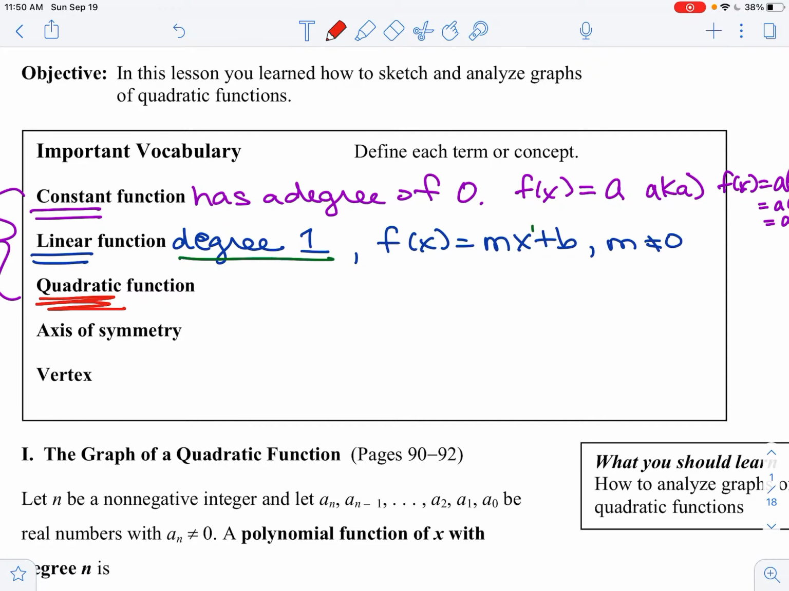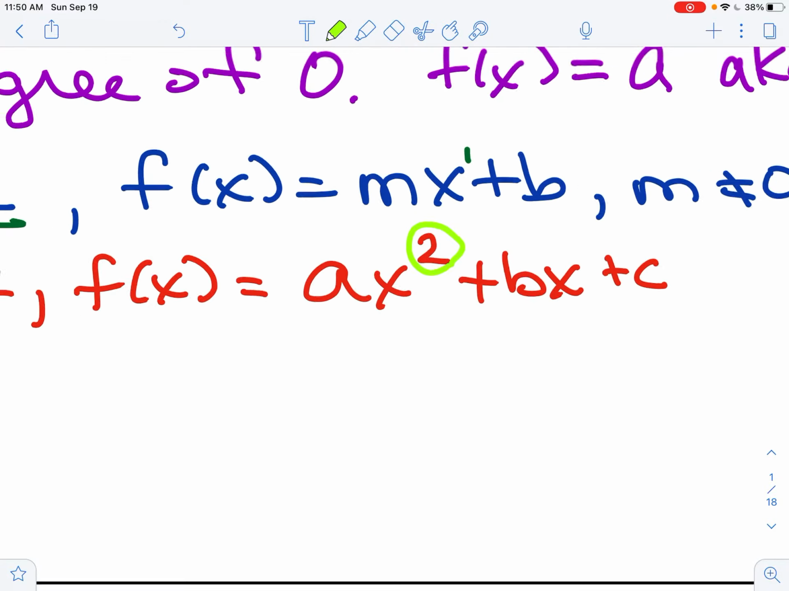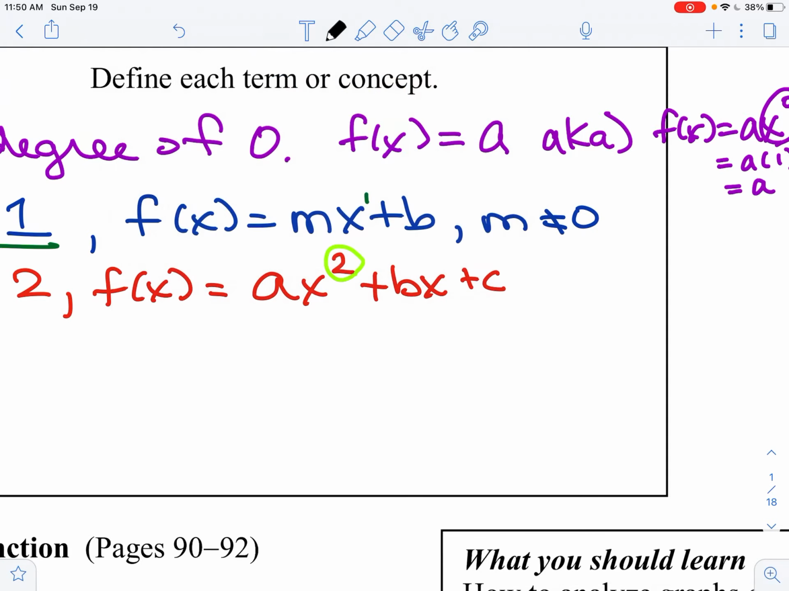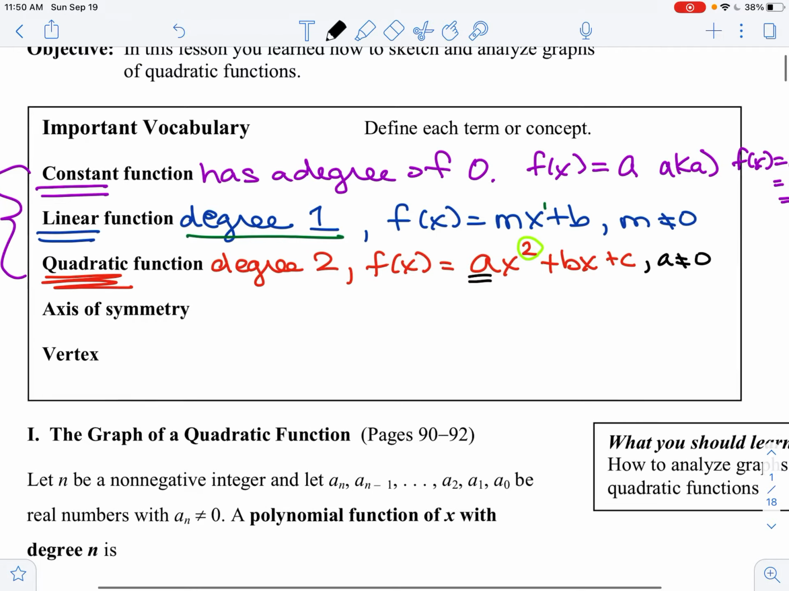All right, let's talk about our quadratic function. Now remember from last year, a quadratic function has a degree of 2, and that's because it looks like f of x equals ax squared plus bx plus c, where the highest exponent here is an exponent of 2. And we also say that a cannot equal 0, because if a was 0, then x, the variable on it, would not be squared.